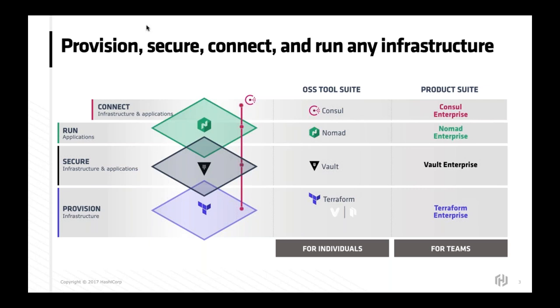So we make a total of 6 different tools. People are probably most familiar with Vagrant, which is our development environment tool. We also make Packer for building machine images, Terraform for provisioning, Vault, which is our security-oriented tool for secret management, Nomad, which we'll be talking about today, which is our scheduler and designed to run any type of application, and lastly, Consul, which helps glue everything together with service discovery.